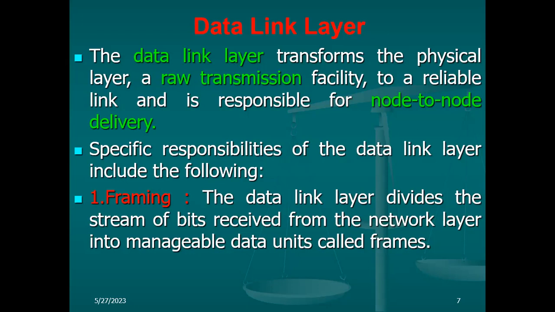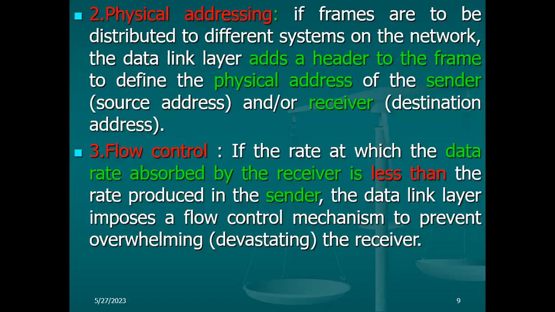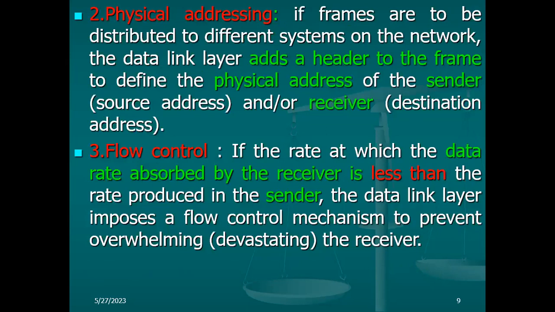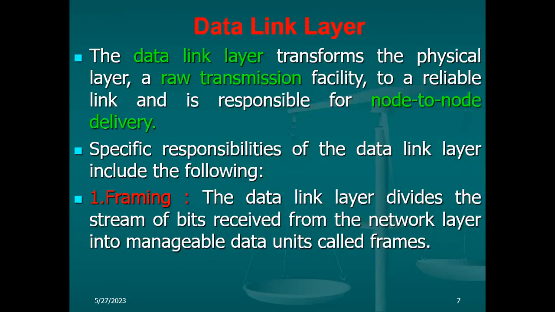So what are the main functionalities of the data link layer? The main functionalities are framing, physical addressing, flow control, error control, and then access control. Let us discuss each and every functionality in a detailed way.